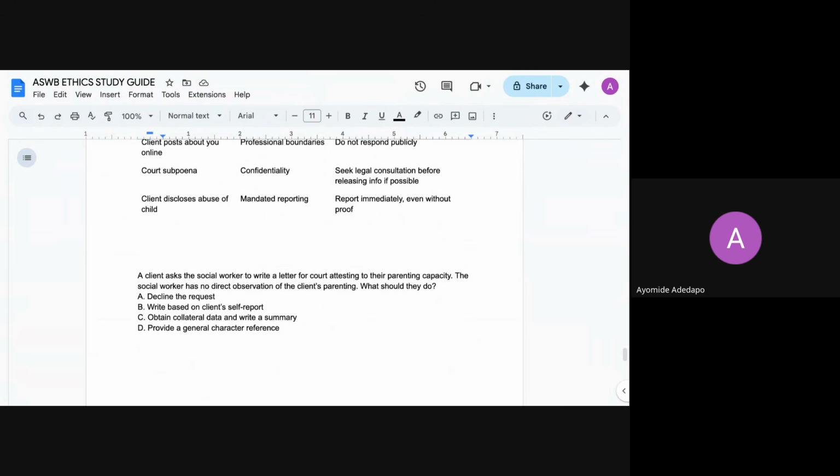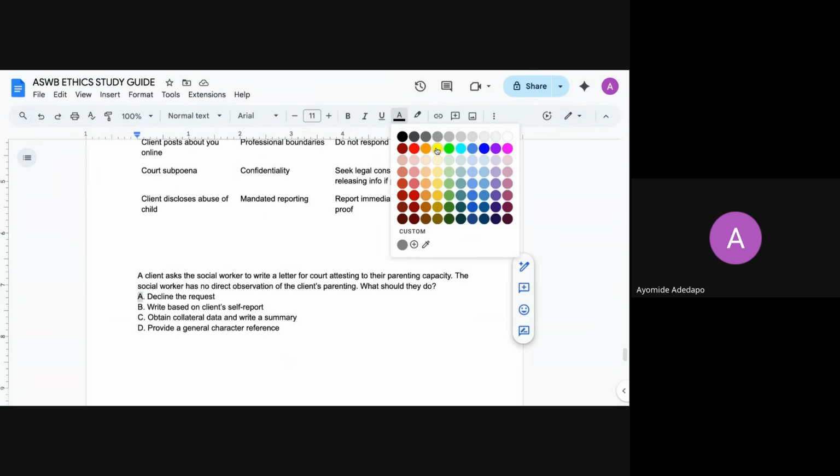So what should we do? When we think about our ethics, what is this trying to test us on? If we're a social worker and we don't have any training on what to write for parenting capacity, or that's not what we do, are we going to write a letter about that? We're not working within our scope of practice or our competence, so we will definitely not write the letter. We will not write it based on the client's self-report, because why would we do that? It needs to be what we directly observe, and if we have nothing that we've observed, we can't write about it. So the answer here is we're going to decline that request.